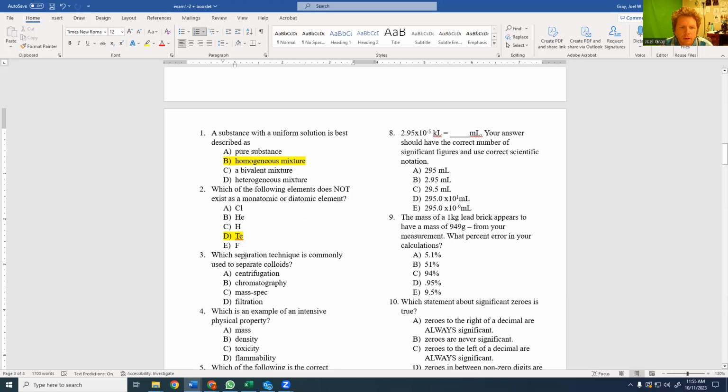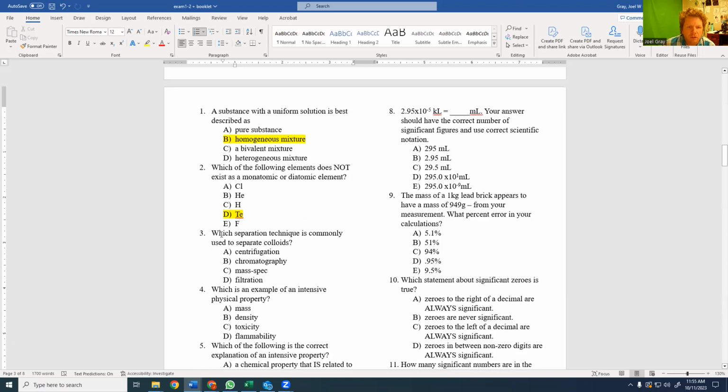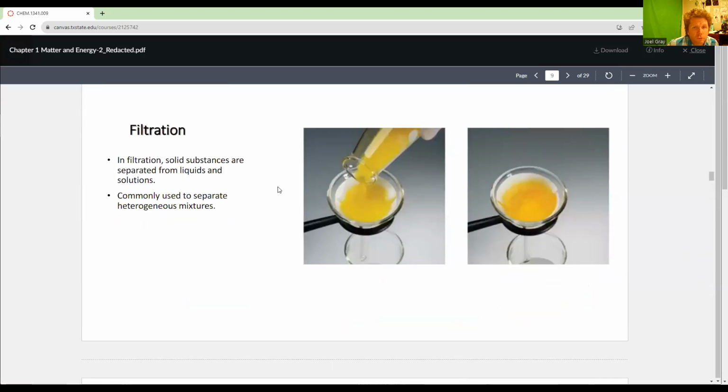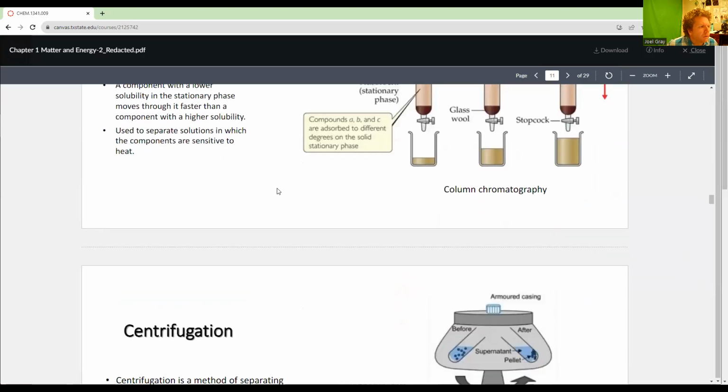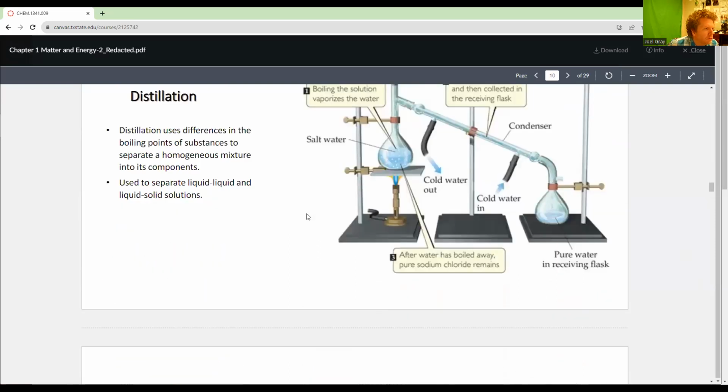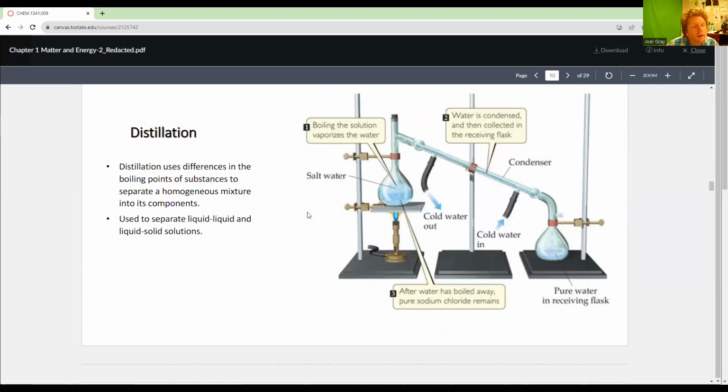Okay, next up. Which separation technique is commonly used to separate colloids? Okay, so I'm going to pause. Now I'm ready to switch to the first PowerPoint of the semester, because remember, this is older material. Separation technique. Our major separation techniques were filtration, distillation, chromatography, and centrifugation. Now, chromatography is very effective for separating based on affinity, attraction between a solution and its stationary phase. Distillation is great for separating based on boiling points.